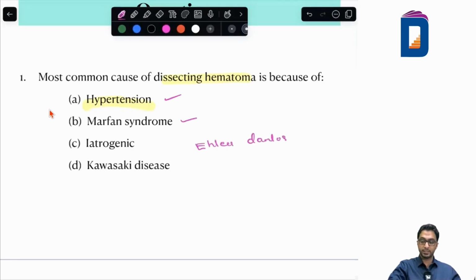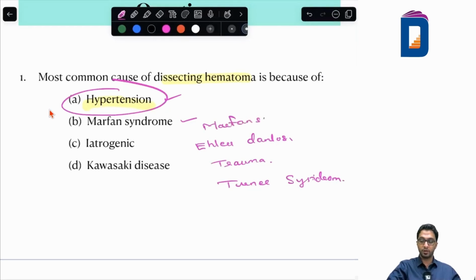We saw there is aortic aneurysm, so if there is aortic aneurysm, there is also Ehlers-Danlos syndrome. Then in trauma, and in Turner syndrome. So all these are associated with your aortic dissection. Don't forget hypertension. If you want to remember a short form, first one is Marfan's syndrome, it is MET, M-E-T-T or MET. Okay, aortic dissection, don't forget.